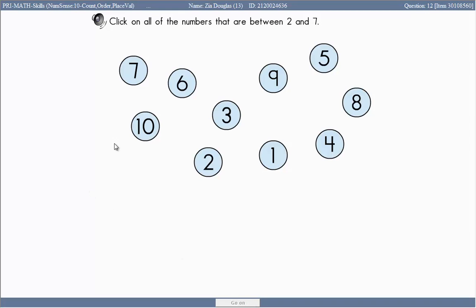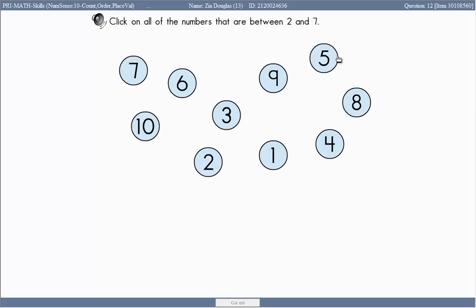This one wants them to click on all the numbers that are between 2 and 7. This can get tricky for students because they don't want 2 or 7, because they want what's between it. And some students will try to add in 2 and 7, or some will just try to click 2 and 7 because they think that's giving them the answer.